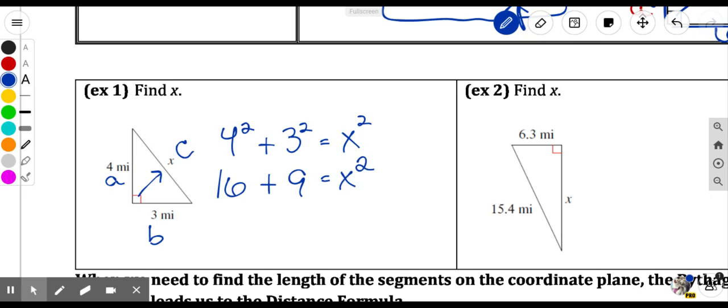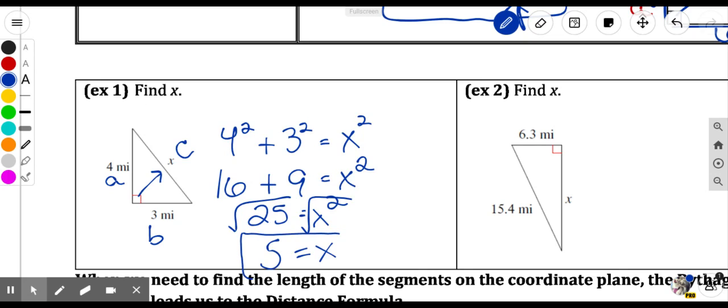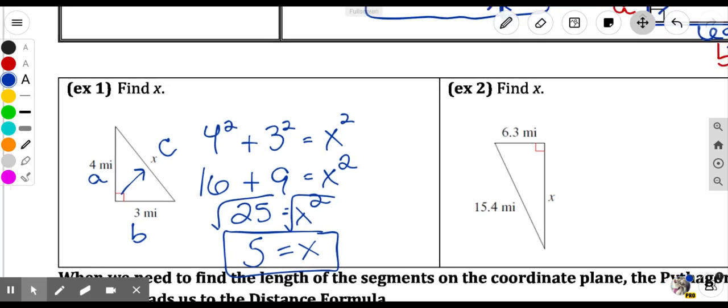Okay, so I squared both of those. Now I'm going to add those two together. So it's going to be 25 equals x squared. Lastly, we are taking the square root of both sides to get that x all by itself. The square root of 25 is 5 because 5 times 5 is 25. If you didn't remember that, you could just use a calculator. Okay, so there's our first example.